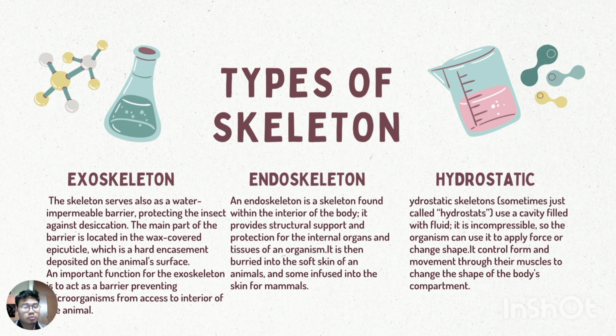And let's move to the endoskeleton. Endoskeleton is a skeleton found within the interior of the body. It provides structural support and protection for the internal organs and tissues of an organism. It is buried in the soft skin of an animal, and in some mammals it is fused to the skin. For example, we humans are supported by an endoskeleton.